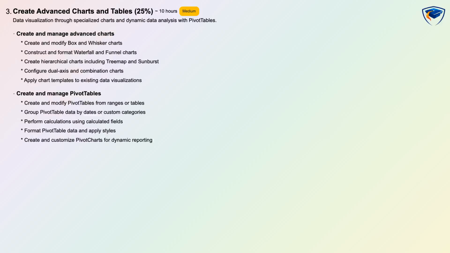Create advanced charts and tables is another 25% of the exam, medium difficulty, and requires roughly 10 hours of focused practice with hands-on plus conceptual assessment items. You will build and format specialized charts such as box and whisker, waterfall, funnel, tree map and sunburst, and configure dual-axis and combination charts while applying chart templates for consistency.